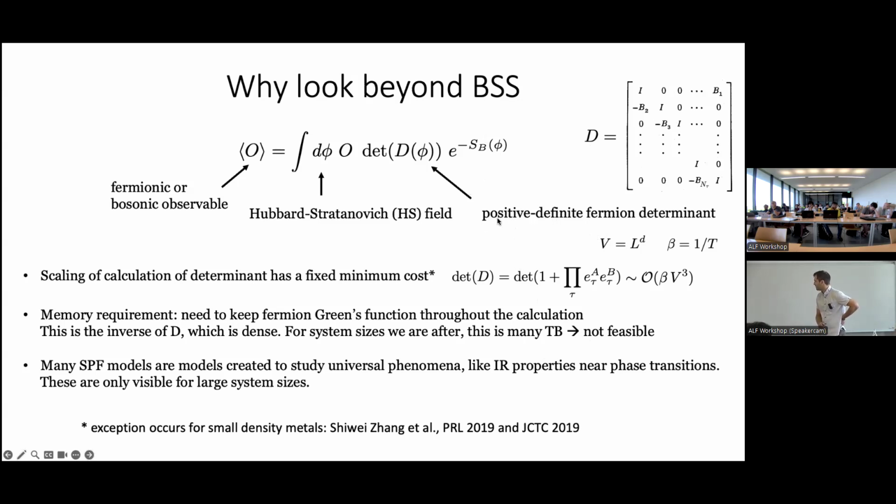Which does exist. And also the idea is, if you're creating some toy models that are sign problem free, you're likely creating them to study some universal phenomena, like IR properties near phase transitions. And these phenomena are only visible at large system sizes. So it's very important to have a method that can address this issue and have a better scaling with system size.